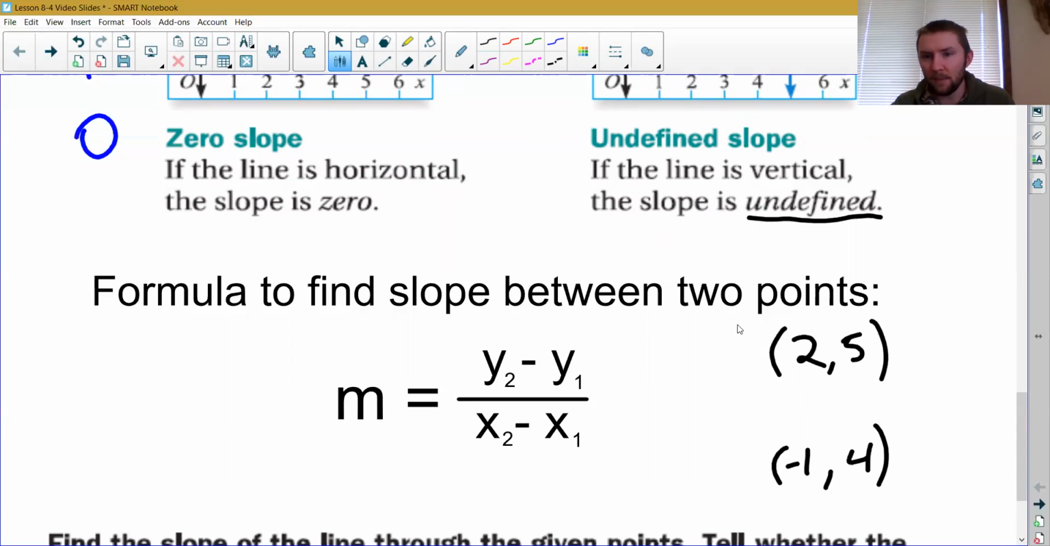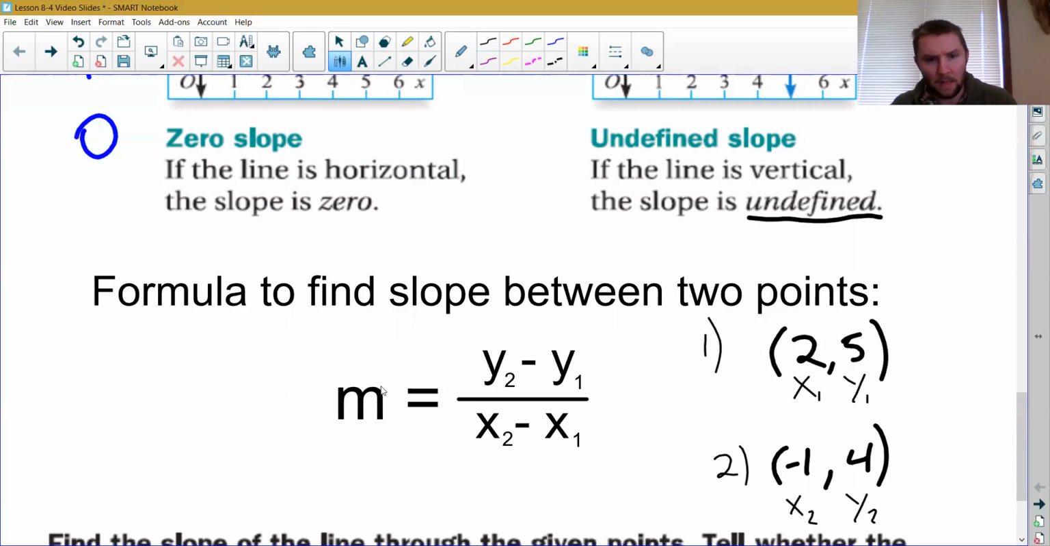So I'm going to call (2, 5) point number 1. I call the x coordinate x1, the x coordinate of my first point, and I call the y coordinate y1, okay? And then I do the same thing for point number 2. I call this value x2, and I call this value y2. So it's the x and y coordinates of the 2 points that I'm being asked to find the slope between, okay?